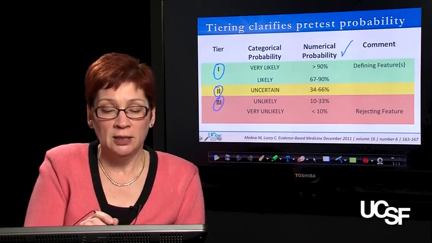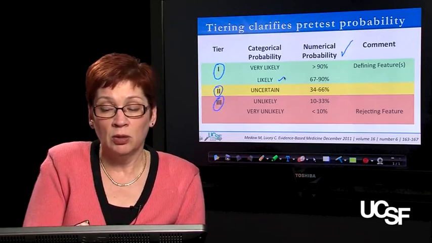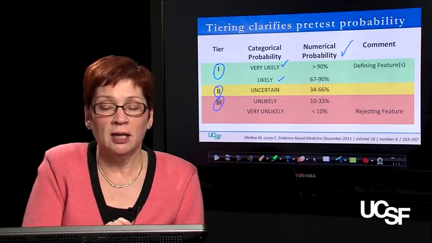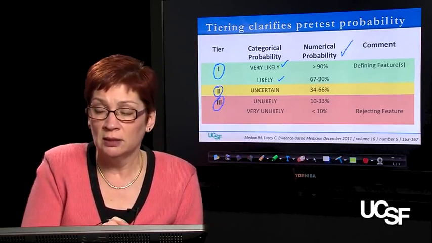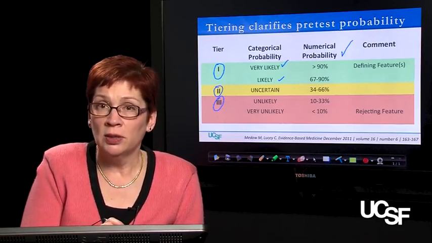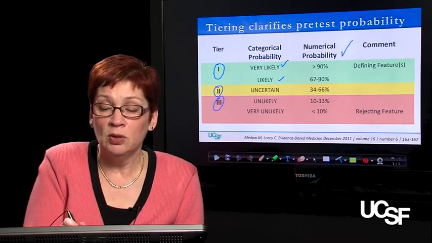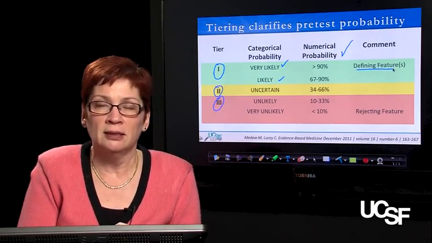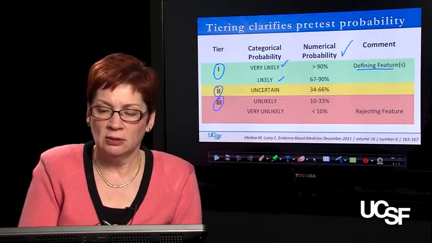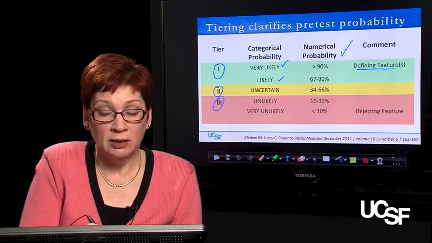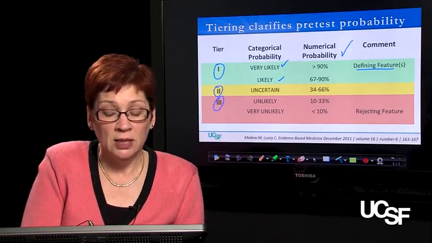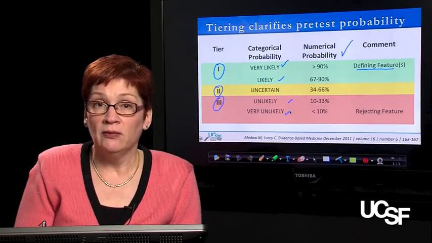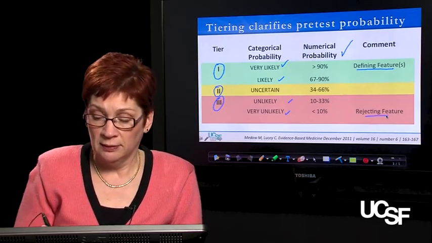And I'm going to subdivide tier 1 into likely, so somewhere between 67 and 90% probability, and very likely, which is greater than 90%, and you'll see why we're doing this in a few minutes. And for our work today, I would say that something moves from likely to very likely if there's a defining feature present, that is, something that really classically describes this disease. And at the other end of the spectrum, I'm going to divide tier 3 into unlikely and very unlikely, only being very unlikely if there's a rejecting feature present.